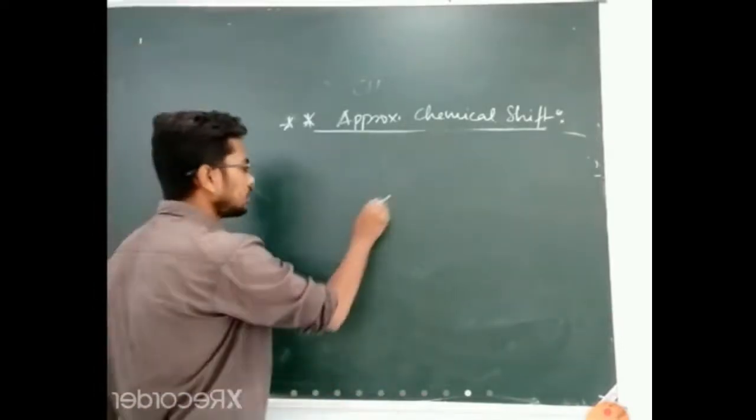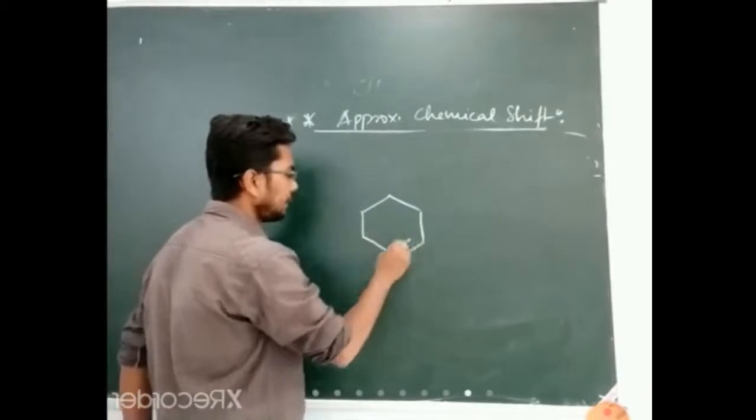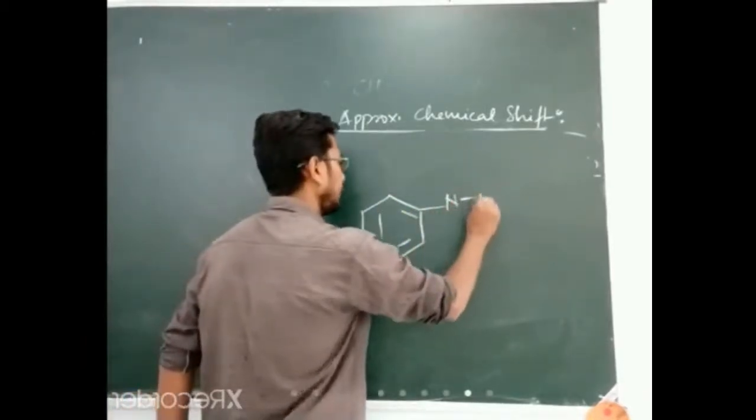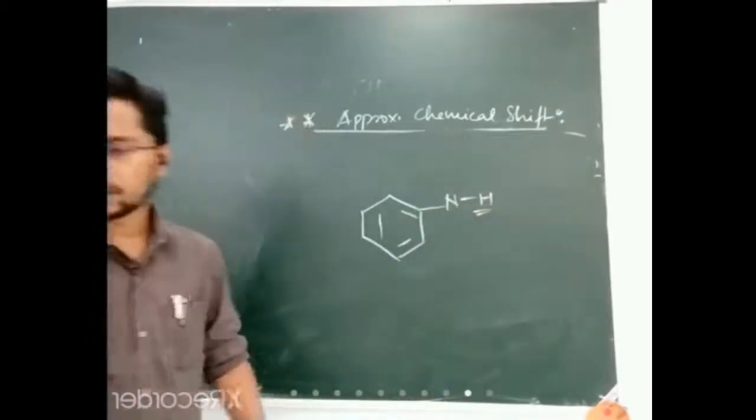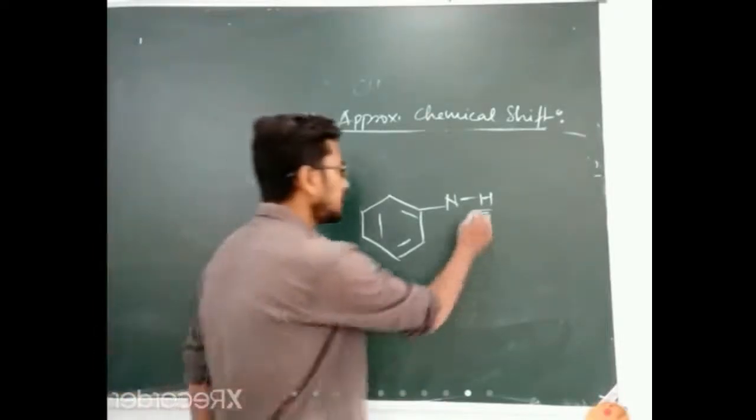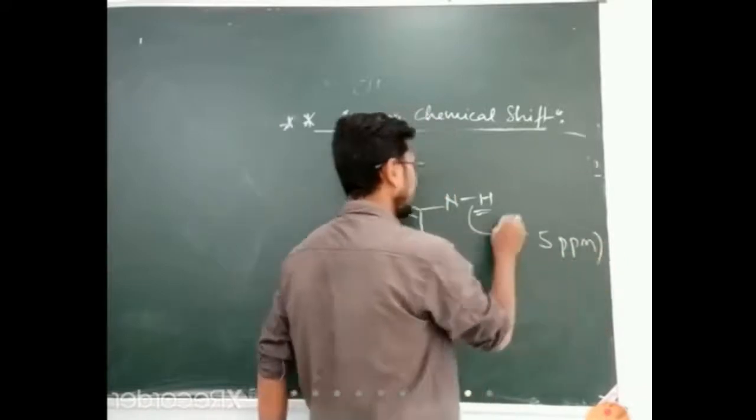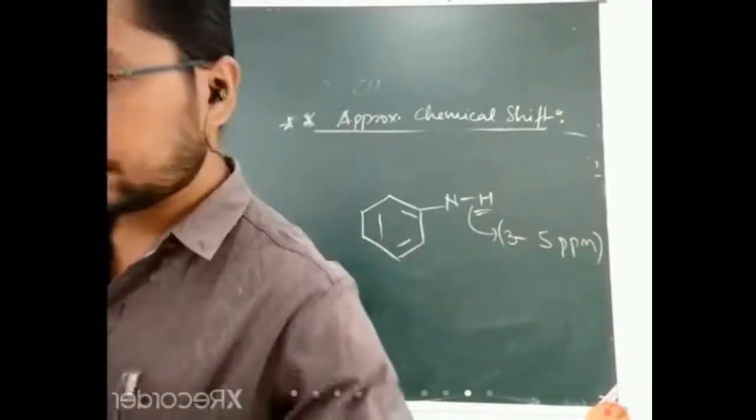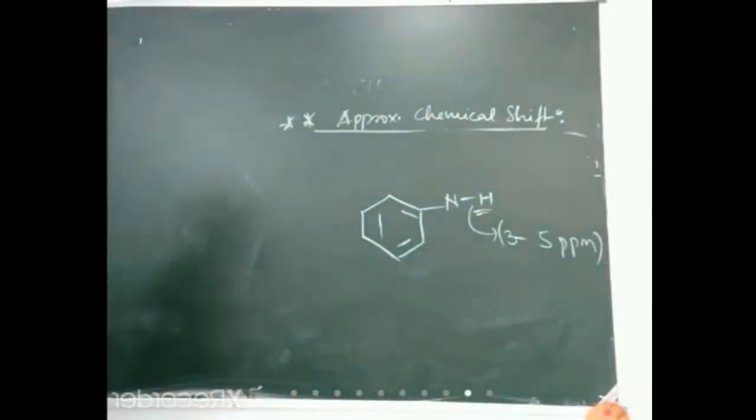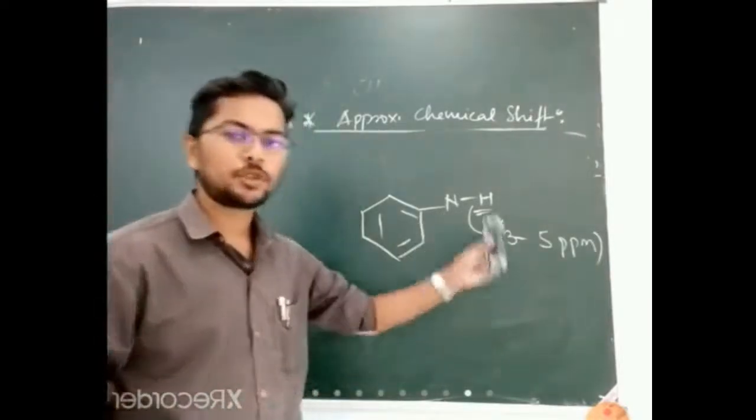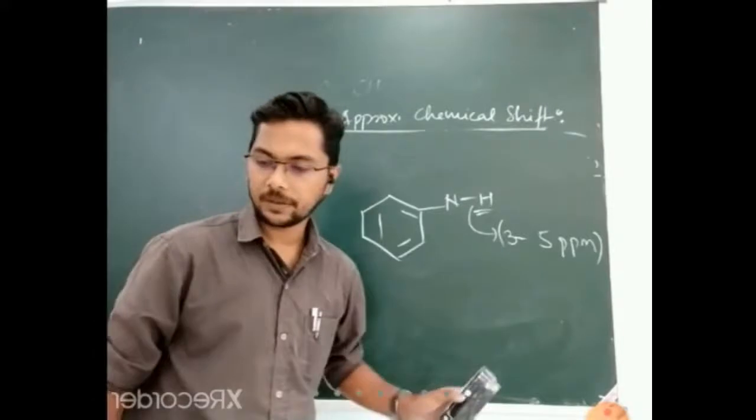Write this also. In the case of an aromatic ring, this hydrogen, that is aniline, comes in the range of 3 to 5 ppm. Just note it down: 0.5 to 5 ppm. Here, along with the electronegative effect, the anisotropic effect is also playing a part.